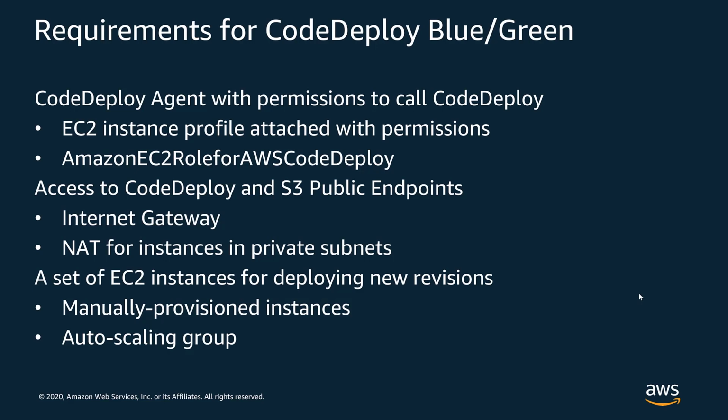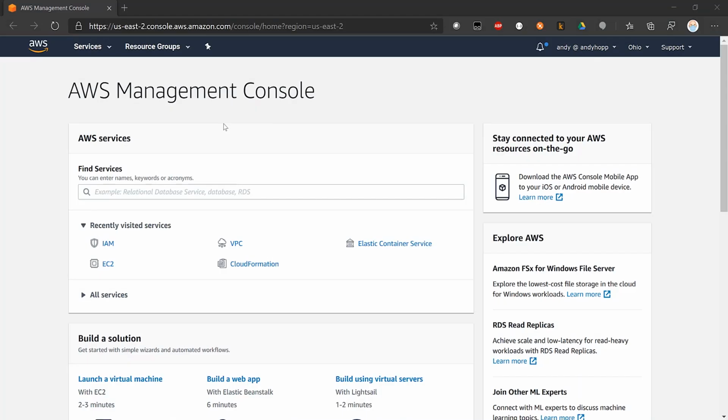We're going to use the auto-scaling group option for this example. So let's go ahead and get things set up. First, I'll go ahead and create the EC2 profile.